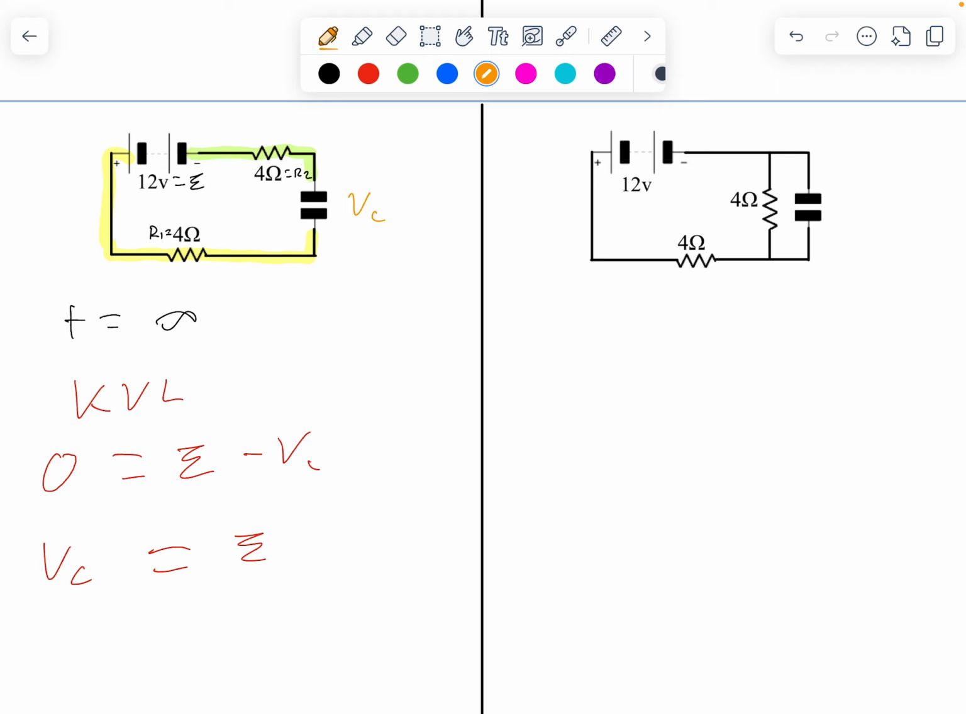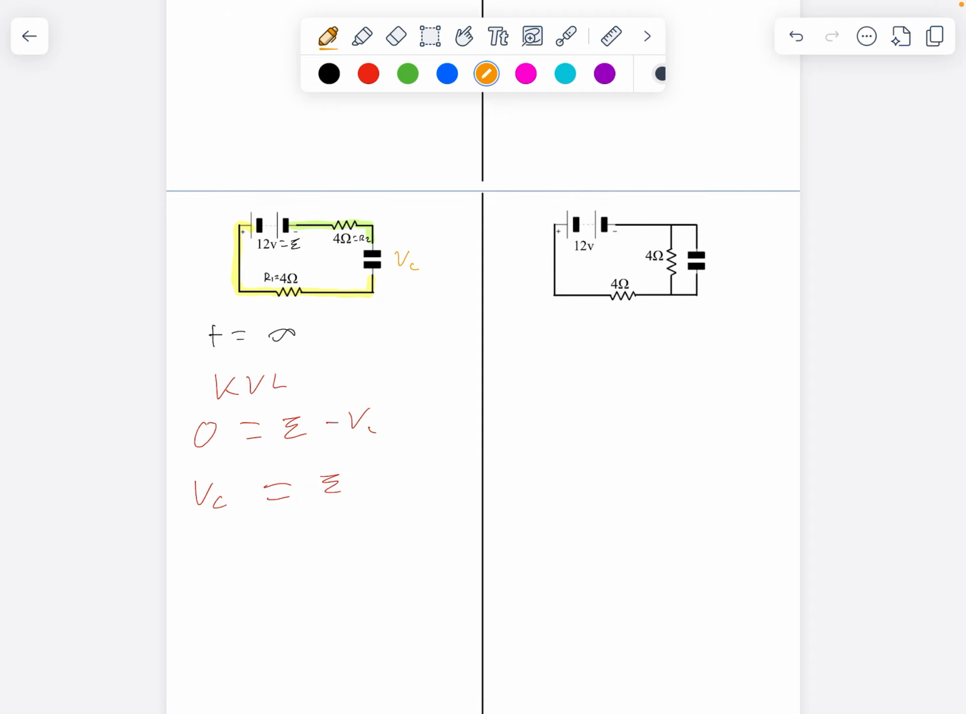Just like if we bought a battery, we go buy a AA or AAA, it's 1.5 volts. That voltage difference is there whether or not we plug in the battery. That's pretty wild. Now, what about over here?